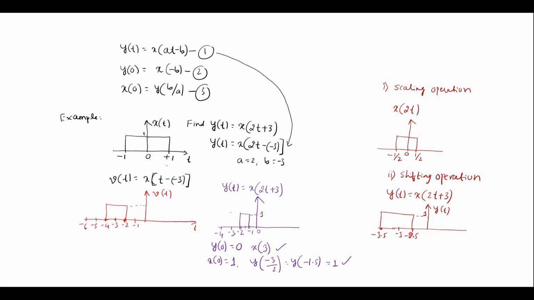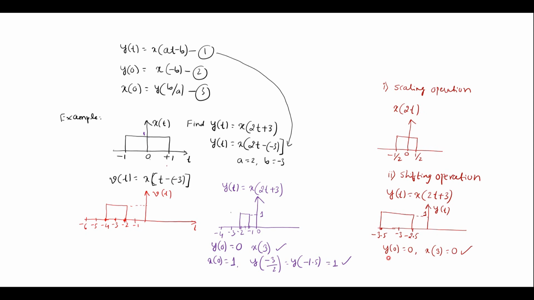Now we'll verify whether it satisfies equation 2 and 3 or not. According to equation 2, at t equal to 0, y of 0 is equal to 0. It must be equal to x of minus b, where the b value is -3, so it is x of 3. Here we can observe that x of t at t equal to 3 is 0. It satisfies equation number 2.